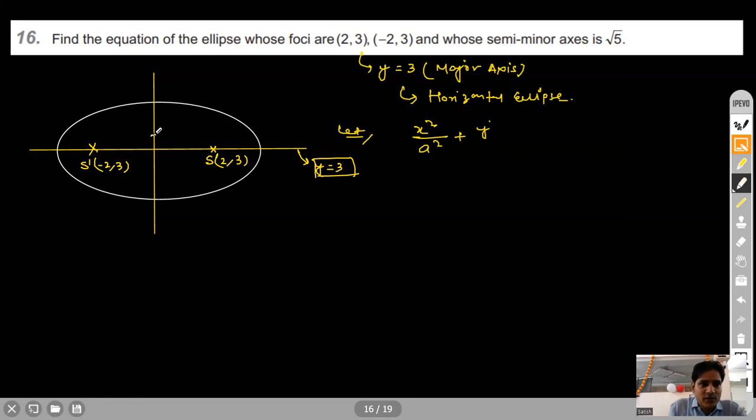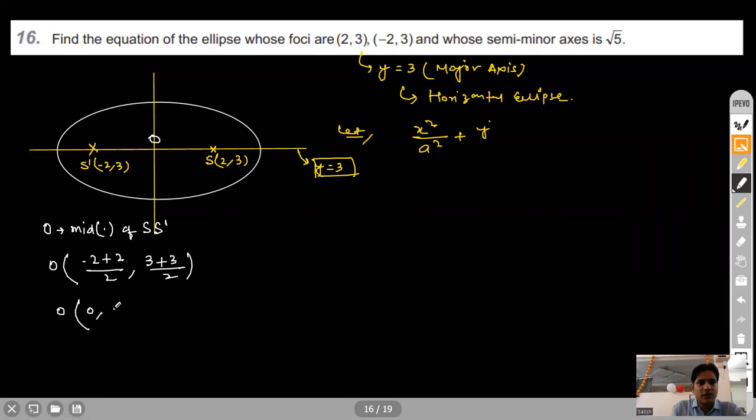Now let me take this point as O, which is the center of this ellipse. So this O should be the midpoint of S and S dash. Can we find the coordinates of O? The coordinates of O will be (-2+2)/2 and (3+3)/2, so the coordinates of O will be (0, 3). So we know the center of the ellipse.